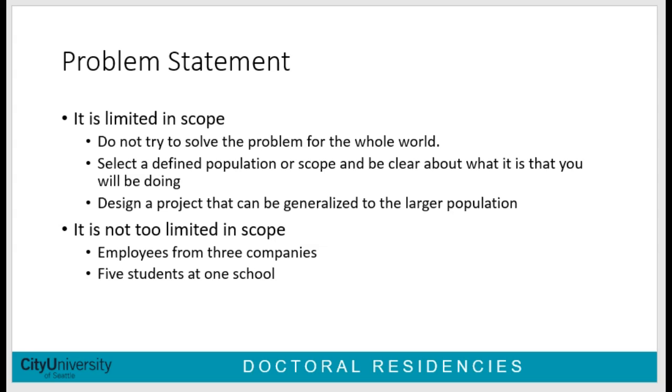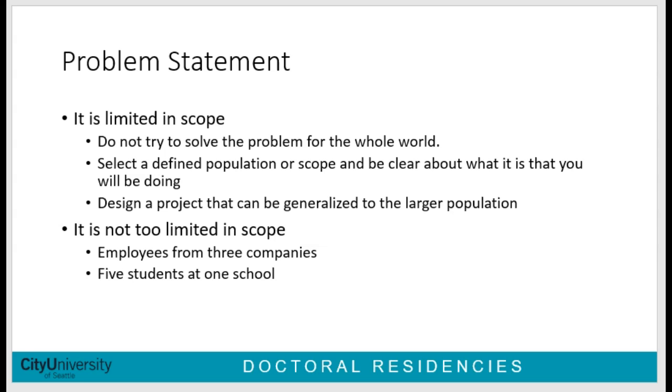What we can instead do is look at a part of that or something that might be related to that, something smaller that you can look at and actually design a project that could help to solve that problem. And you may not solve the problem completely, but you can lead to solving the problem by putting another brick in the wall, helping to go a little bit further. But it is important to not be too limited in scope.